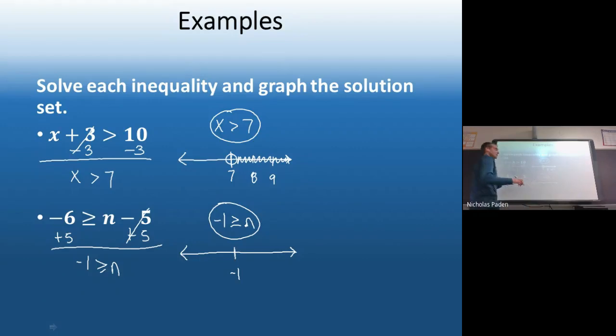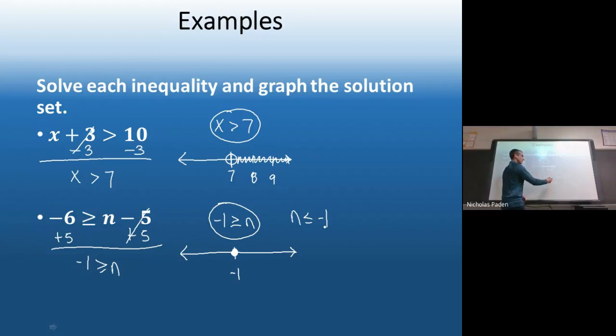So first thing, this is an equal to, it's got a line underneath, okay? This sign is equal to as well. So at negative 1, I'm going to shade this in, I'm going to put a closed circle. So if there's a line underneath that inequality sign, I put a closed circle. Second thing is I want you to notice that negative 1 is greater than or equal to n. In other words, n is less than or equal to negative 1.